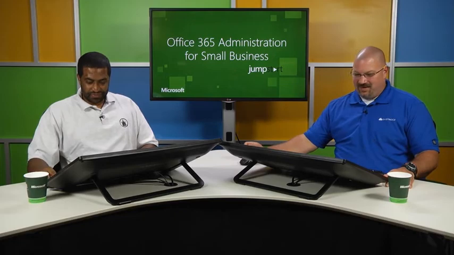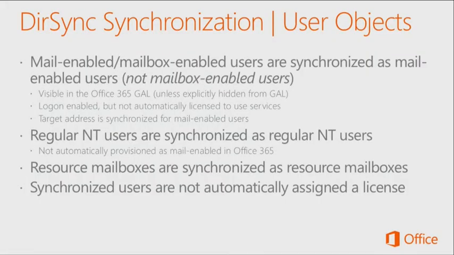All right. So what user objects are migrated? Mail-enabled, mailbox-enabled users are synchronized as mail-enabled users, not mailbox-enabled users. They're visible in the Office 365 GAL. Login is enabled, but not automatically licensed to use services. Target address is synchronized for mail-enabled users. Regular NT users are synchronized as regular NT users. Resource mailboxes are synchronized as resource mailboxes. And again, not automatically assigned a license.